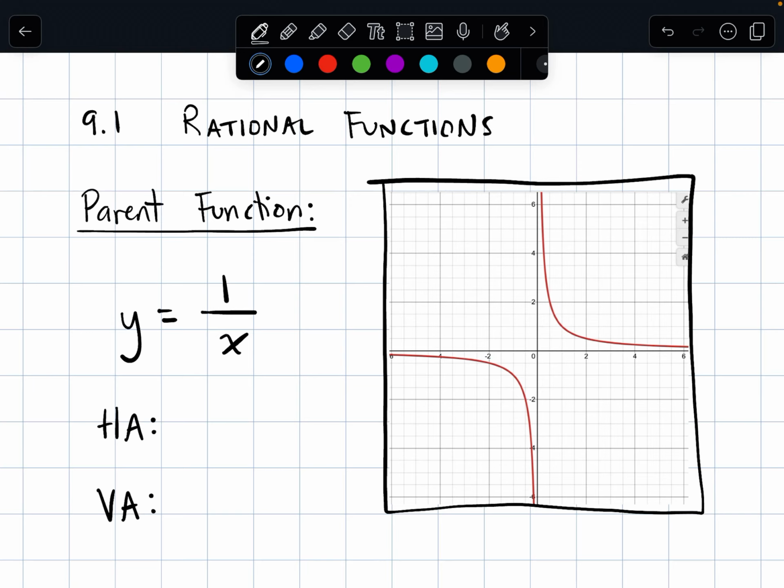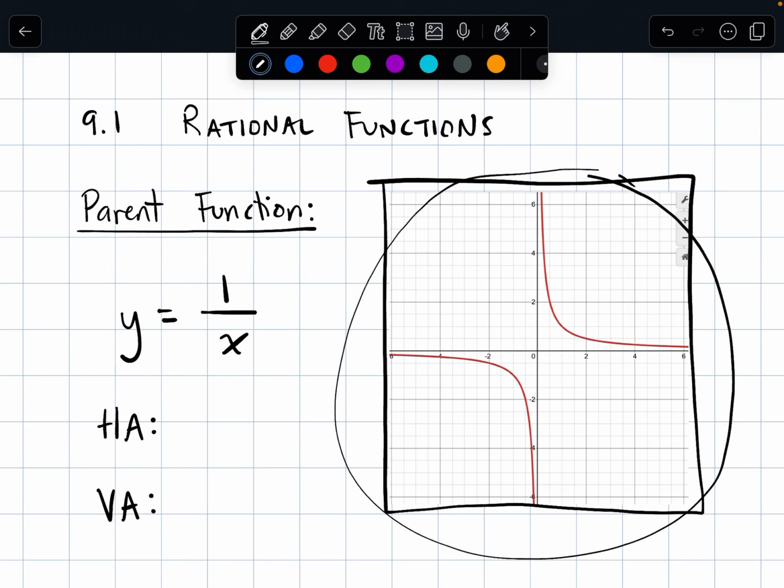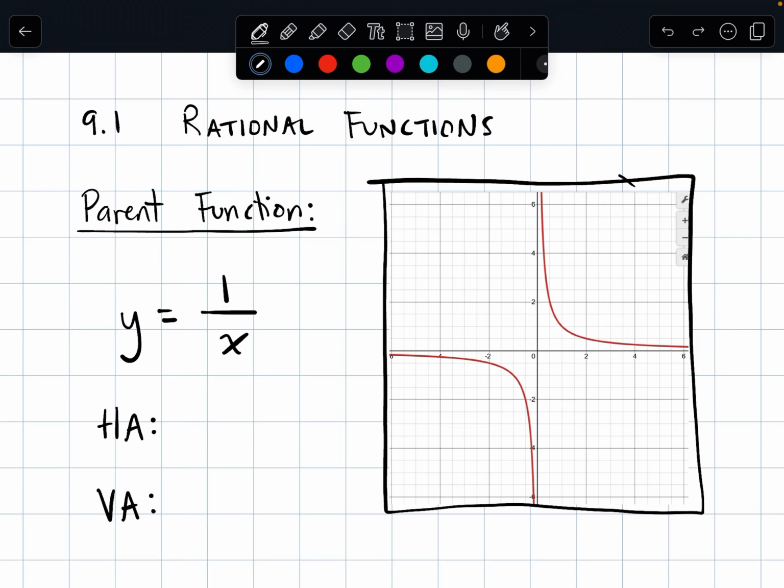And I first want to start talking about the parent function for rational functions. The parent function is written as y equals 1 over x, and the graph of it looks something like this. Now you might notice it kind of looks like a logarithm or an exponential function or something like that. And when we look at the graph, we notice that it has both a horizontal asymptote and a vertical asymptote.